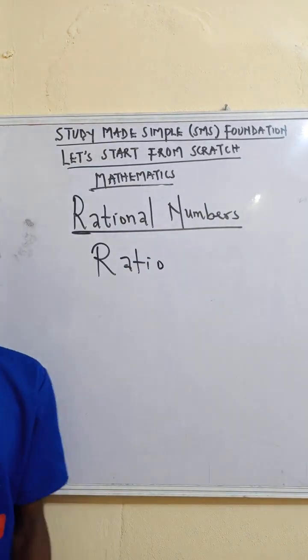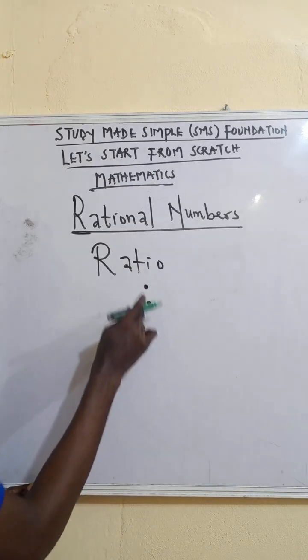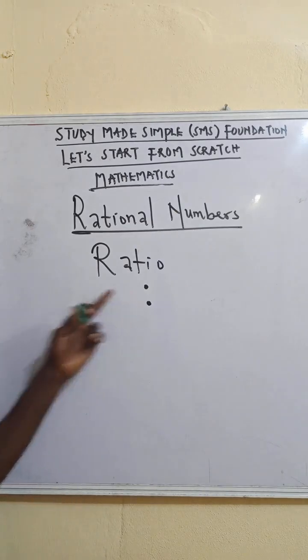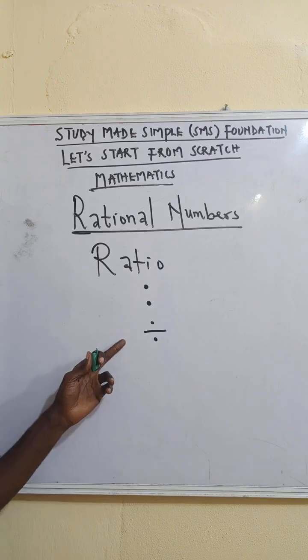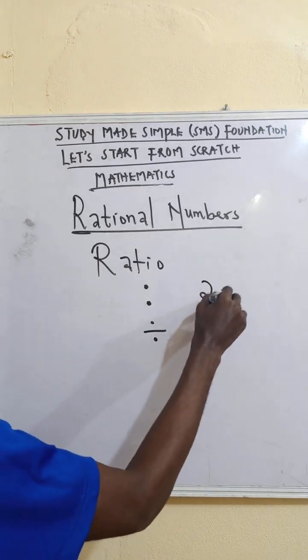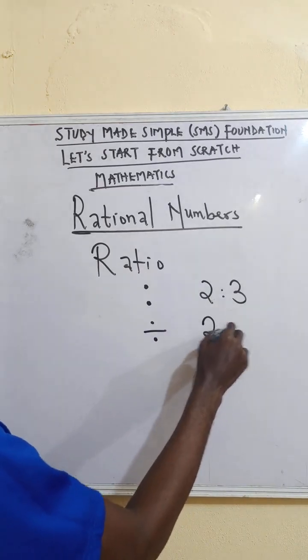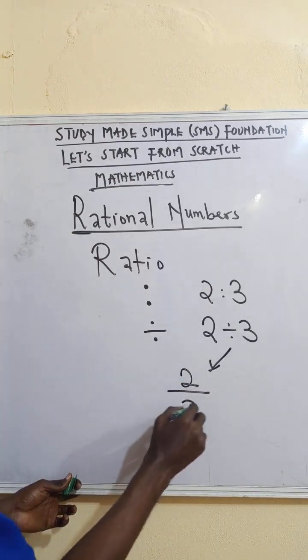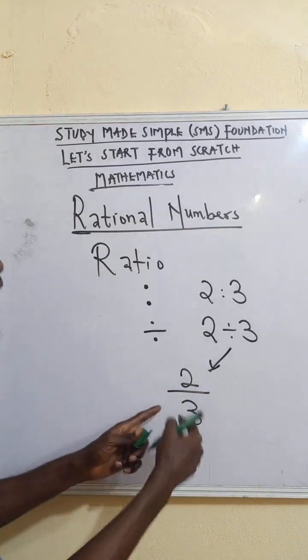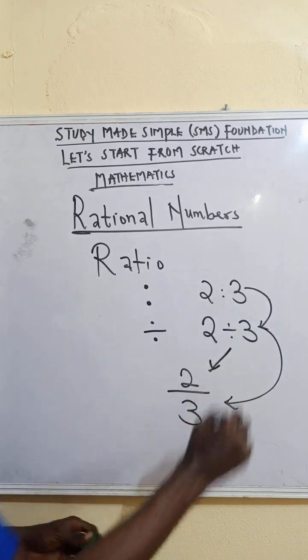And as far as ratio is concerned, we use this symbol to represent ratio. And you have been told that this symbol can be represented as division. So if I write 2 to 3, that is 2 ratio 3, it means this is the same as 2 divided by 3. Another way of writing 2 divided by 3 is to write it as 2 over 3. So where are we coming from? We come from ratio, becomes division, division now becomes fraction.